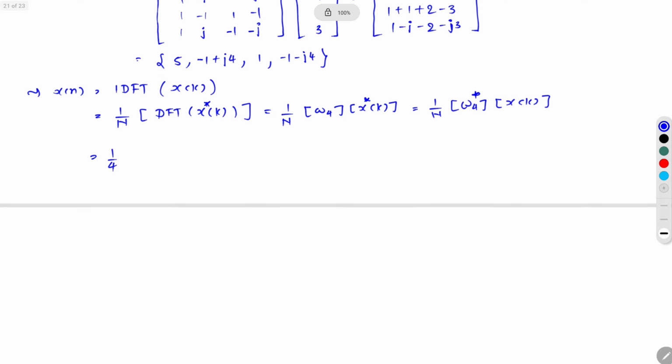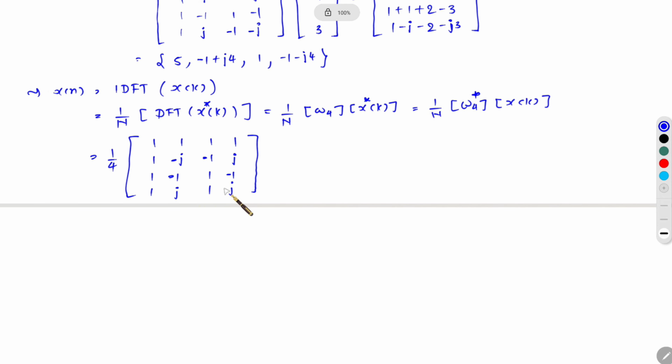Now let me write the W4 matrix again. The W4 matrix can be written as 1, 1, 1, 1. Then 1, 1, 1 vertically. Then 1, j, j, 1, 1, 1. Again 1, j, j. And here this triangle and this triangle should have negative polarity. That is how one can remember this W4 matrix.